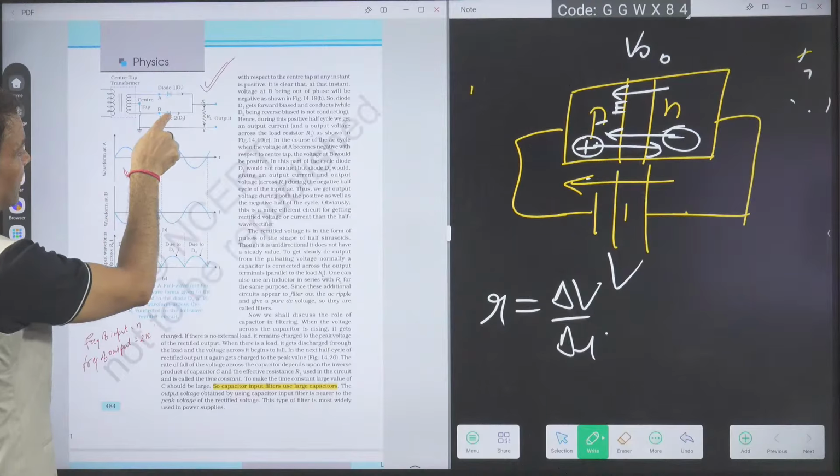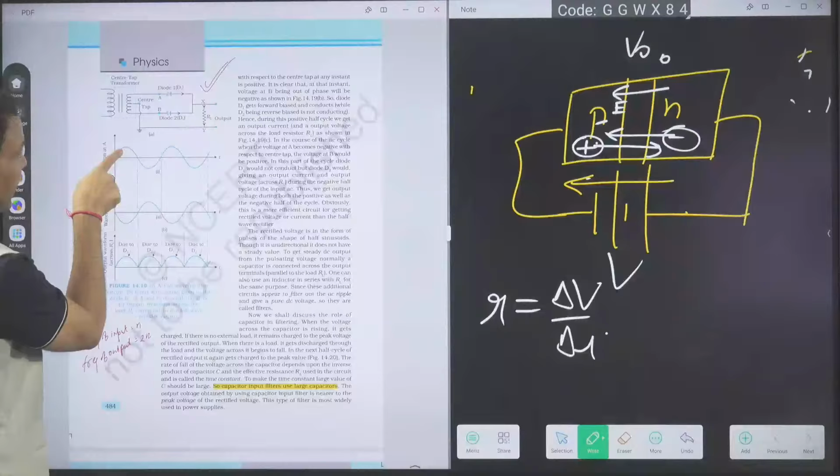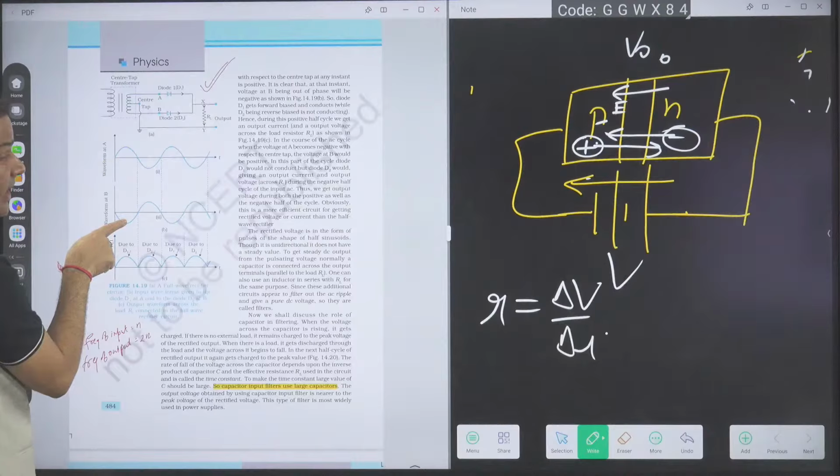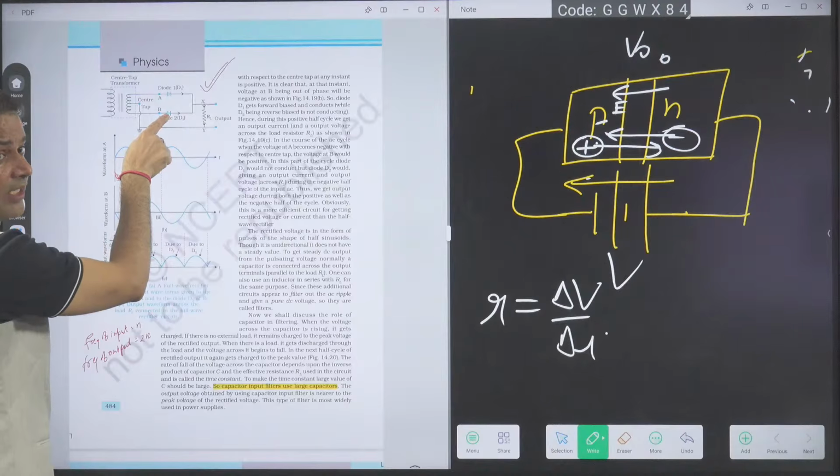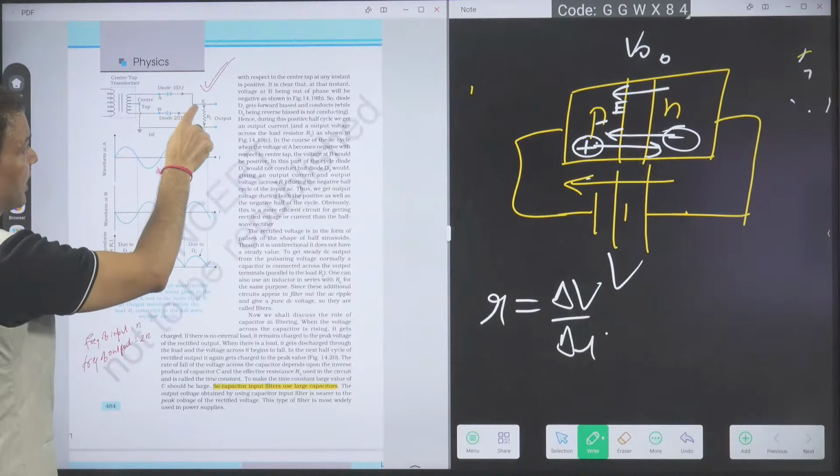Diode D2 will get the what? When A is getting the positive cycle, then D2 is getting the negative cycle. So D2 will be in reverse bias. It will not conduct, so current will flow due to D1.